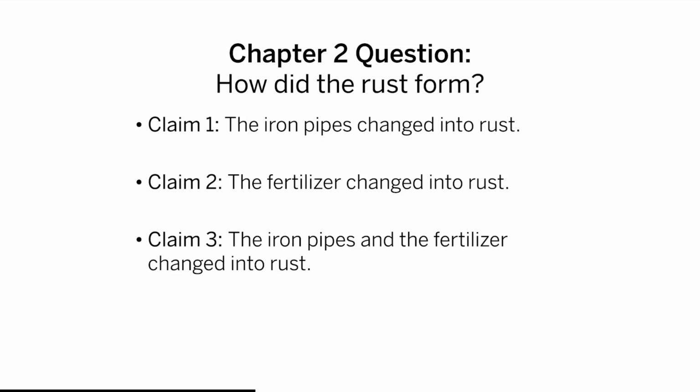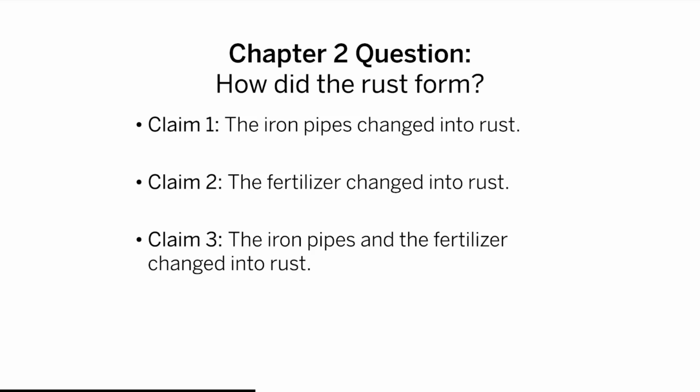Chapter 2 question: How did the rust form? Based on our tests with the model atoms, we can see that Claim 3 must be correct. No matter how many atoms you use of the pipe substance, you will not be able to build the group of atoms that repeats to form rust. Similarly, no matter how many atoms you use of the fertilizer, your atomic model of rust will be incomplete.